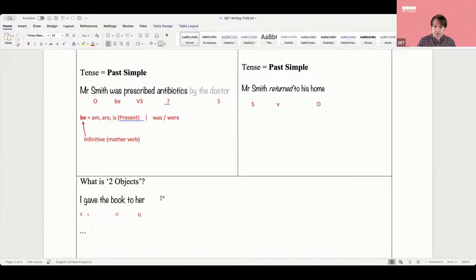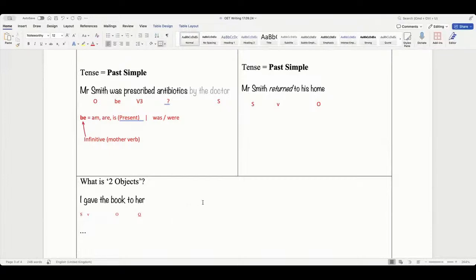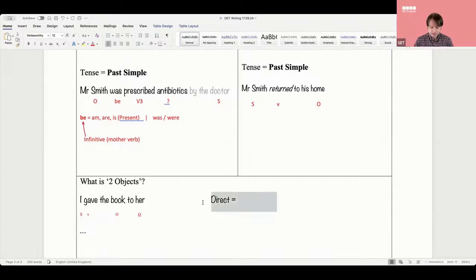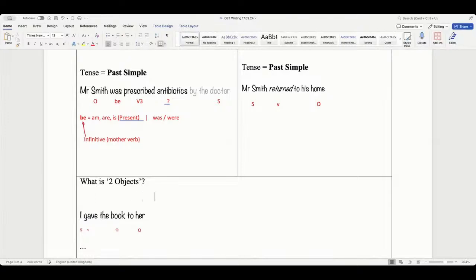Now, put your hand up if you can tell me the names of the two objects. Okay. So Tasnim, you know this. We have something called the direct object, and the second one is the indirect object. Tasnim, tell me more about this, please. What is the direct object? The direct object receives the action.